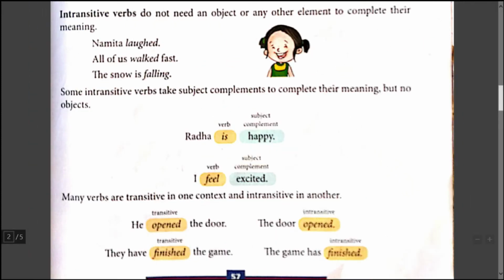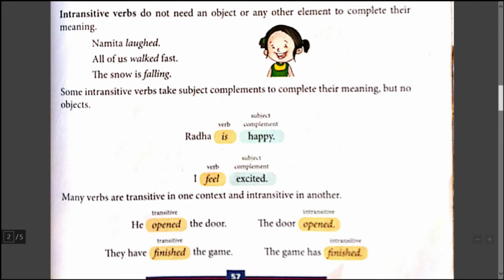Let's see. Intransitive verbs do not need an object or any other element to complete their meaning. For example, Namita laughed. So here the sentence is over. We don't have any object. Next one, all of us walked fast. All of us walked how? Fast. So here I have used the question word how. So here it is an intransitive verb.